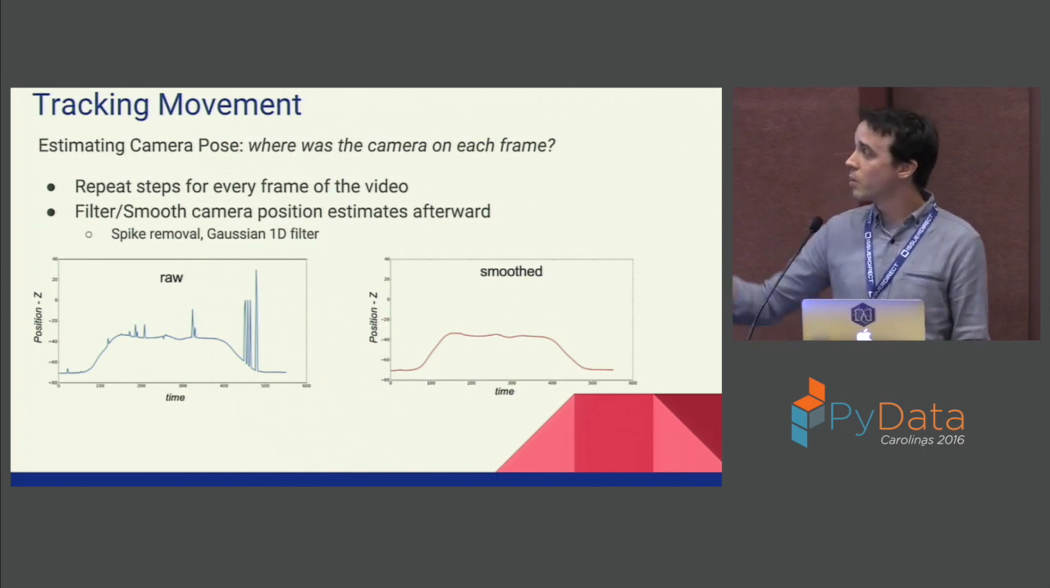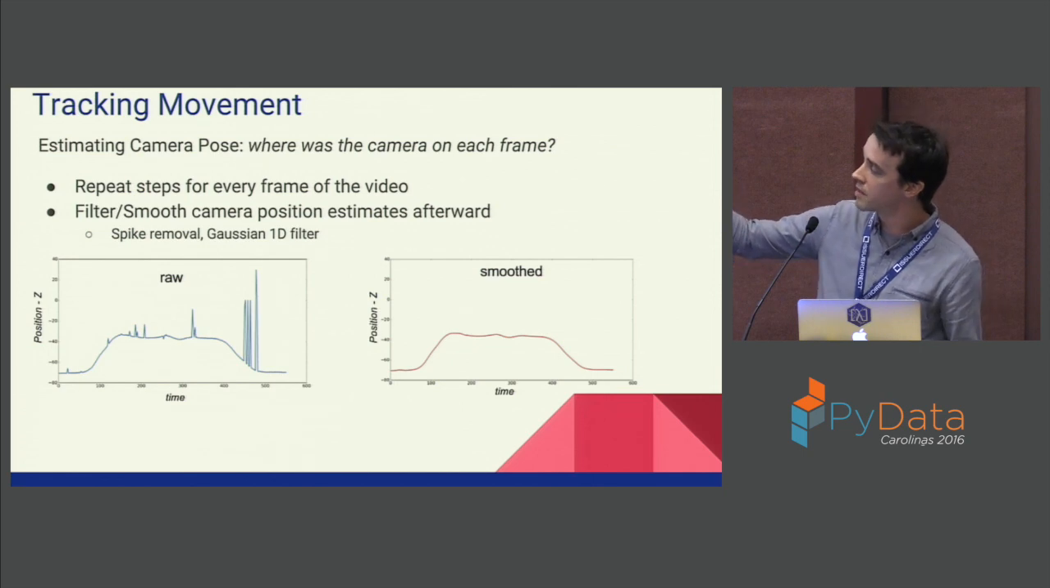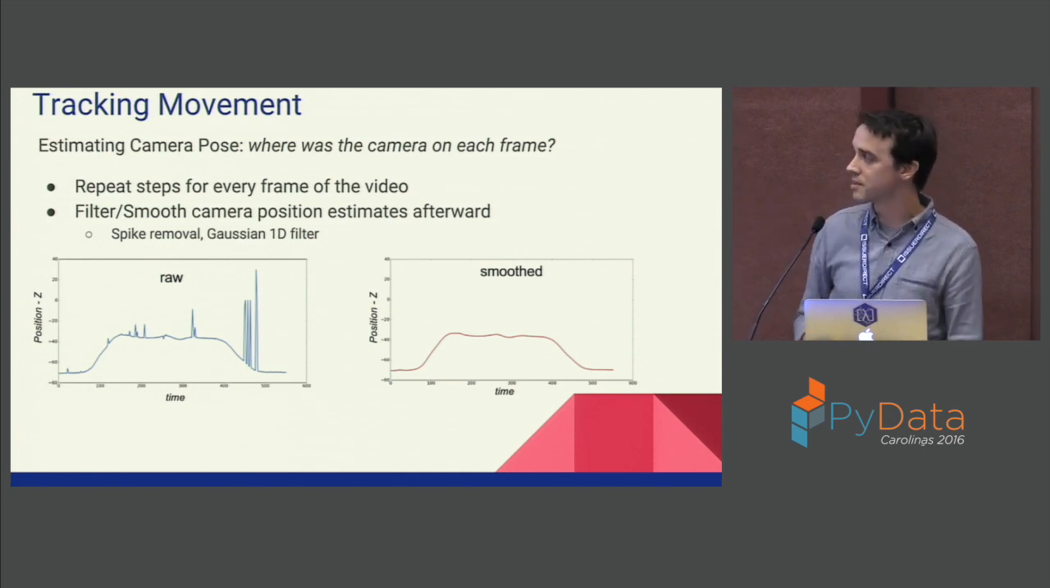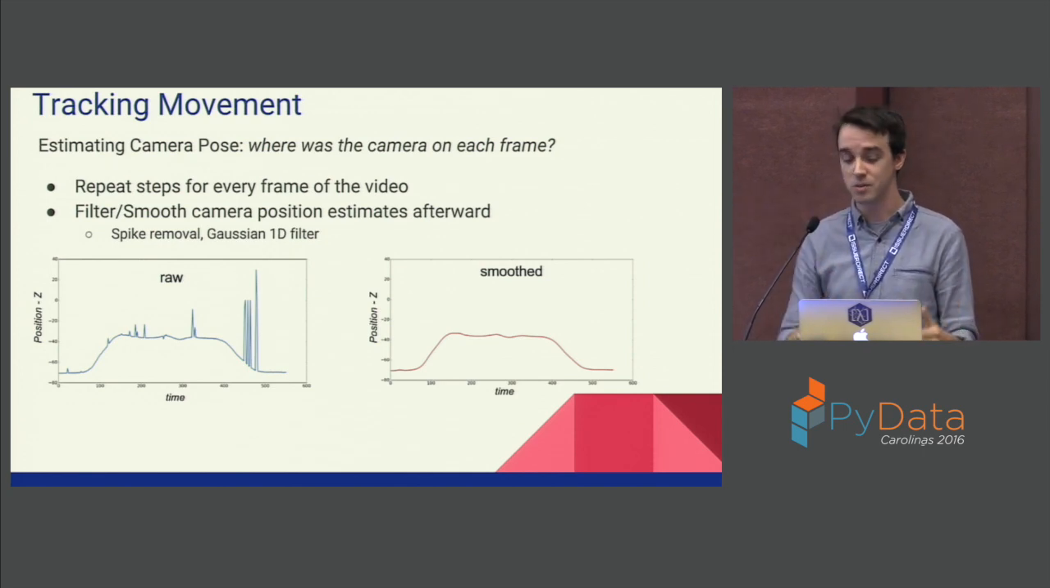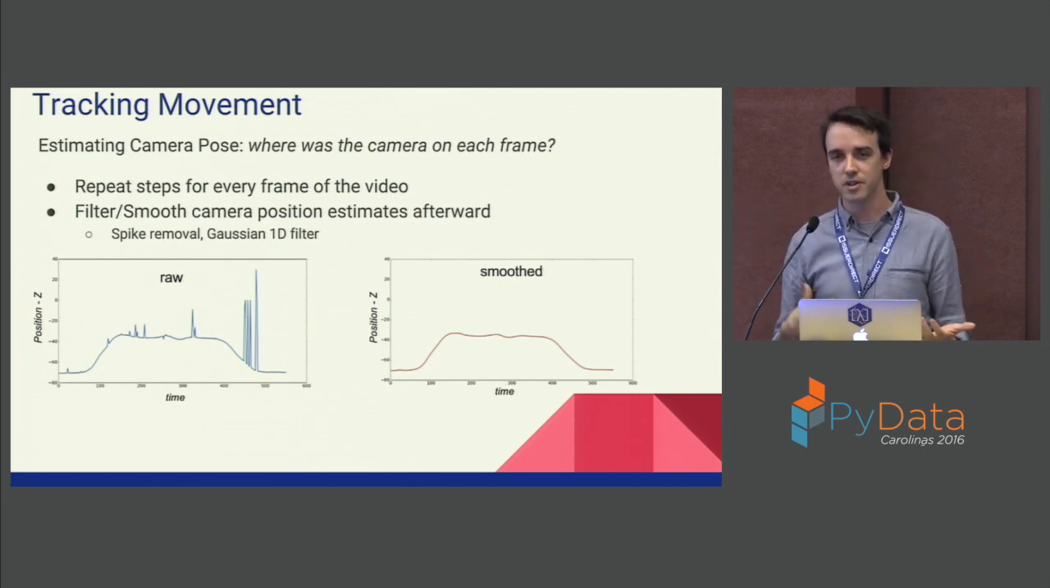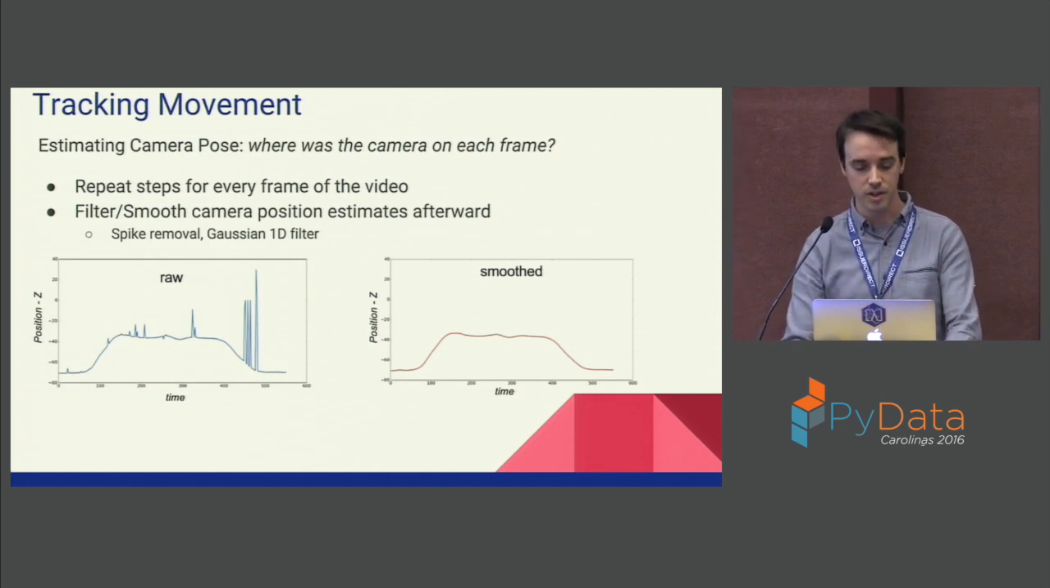So on the left, this is a plot of the raw z dimension of where the participant was, and you can see the spikes in there that are the places where the SIFT matching isn't working very well. And then on the right, you can just apply some basic spike filtering and smoothing to get a smooth estimate of this person's motion along this dimension. And we can do this for all the motion and orientation parameters.